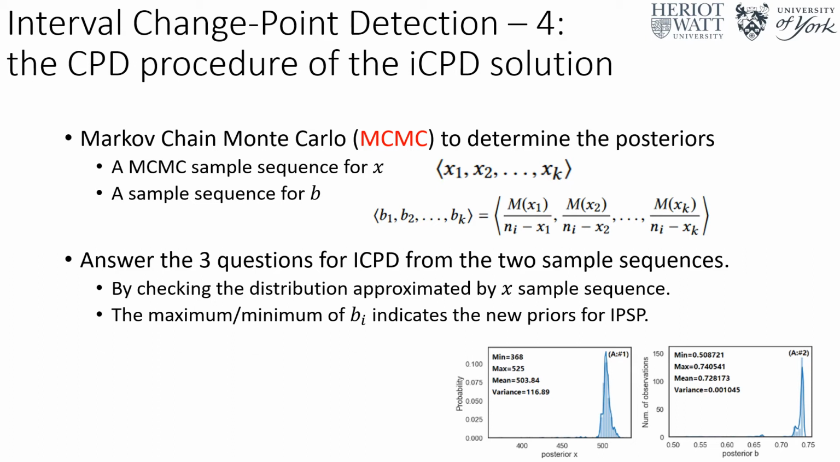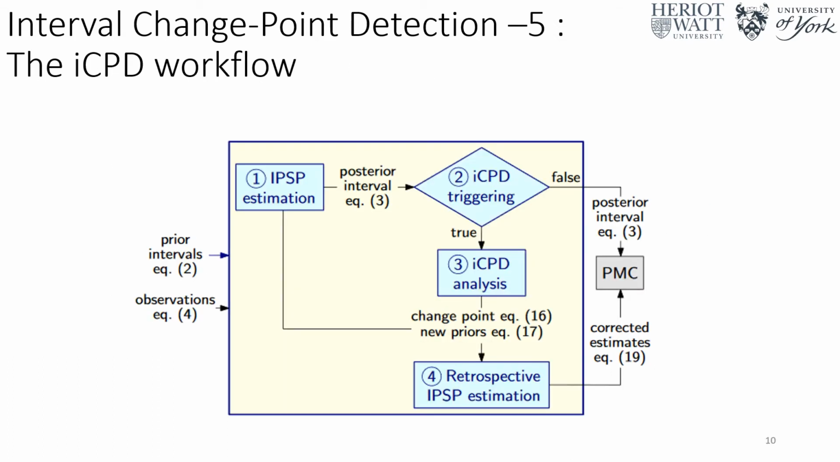From these two sequences of samples, we can answer three questions on the interval change point detection problem we defined before. That is, we can check the shape of the distribution approximated by the x sample sequence and decide if it indicates there is a change point with high probability somewhere. And the maximum and minimum values in the set of b samples indicate the new prior for resetting the IPSP estimator. Now let's have a look at the overall workflow of our iCPD approach.